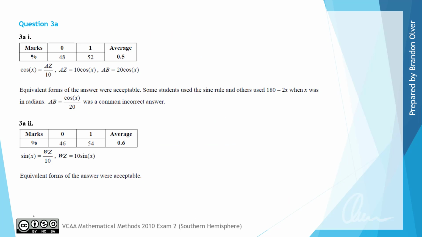So from the examiner's report, we can see that 52% of students got that mark correct for part A(i), and that 54% of students got part A(ii) correct. And for both of those, some other equivalent forms were also acceptable for the responses.